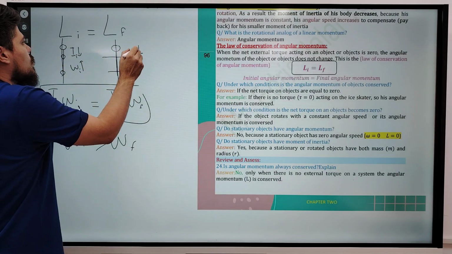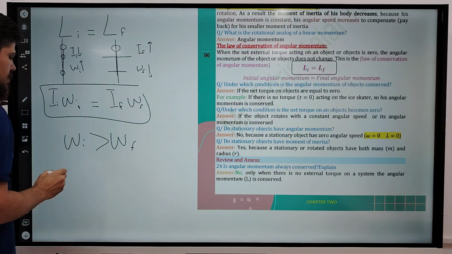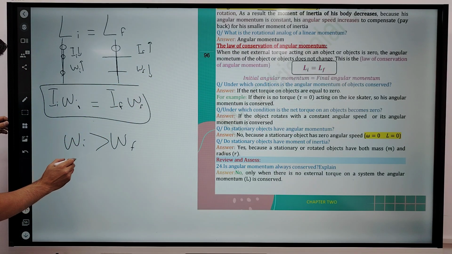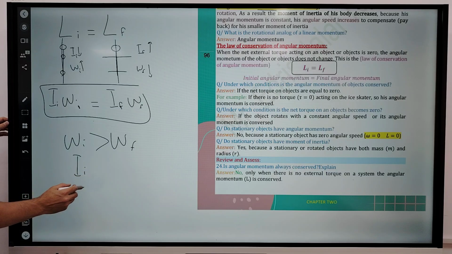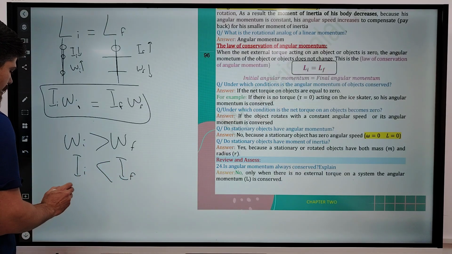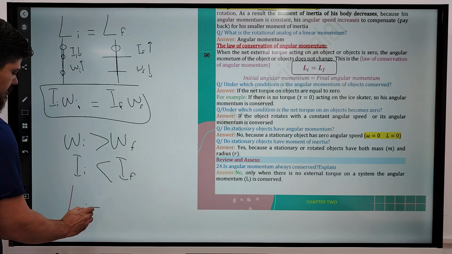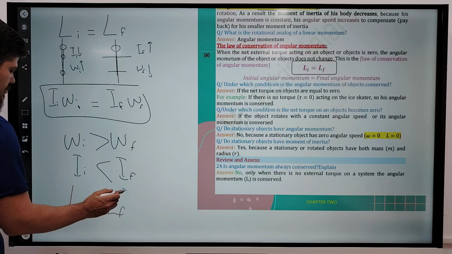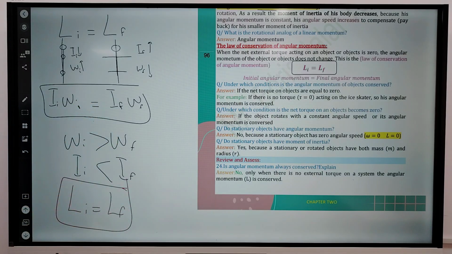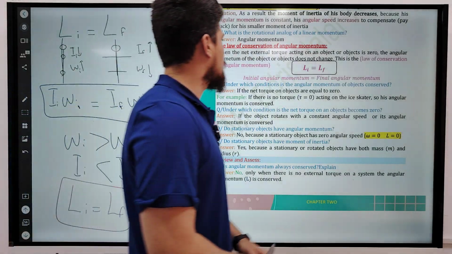But in that case, we have more moment of inertia and less angular speed. I initial is less than I final, but the angular momentum in both cases is equal. This is the conservation of angular momentum. This is for one object, one system, such as the ice skaters.